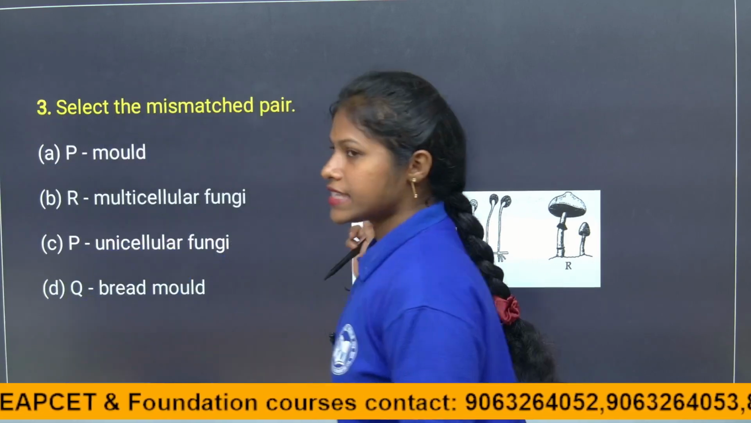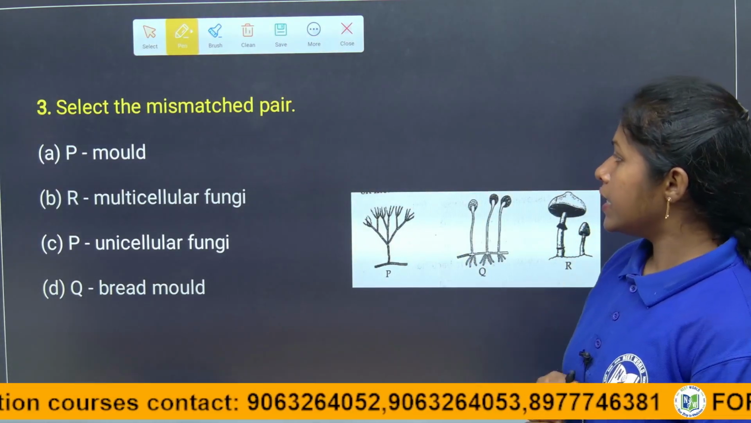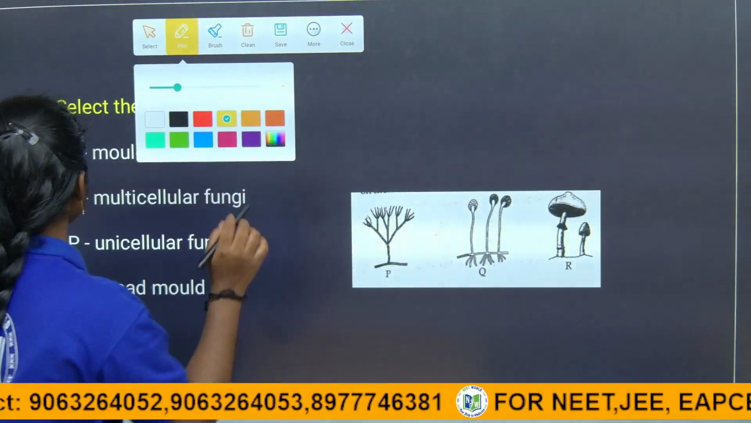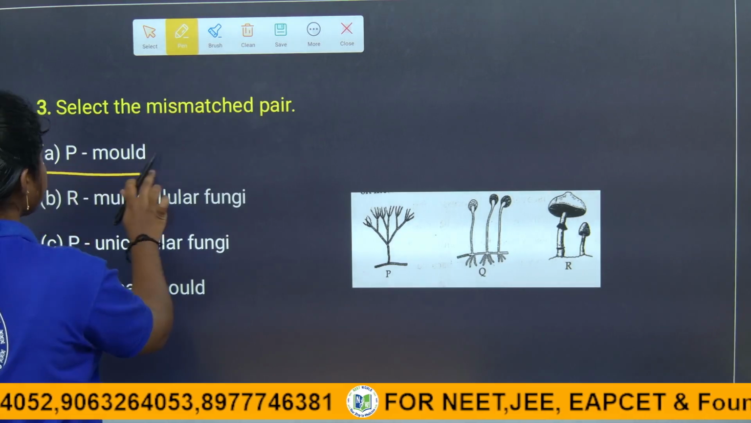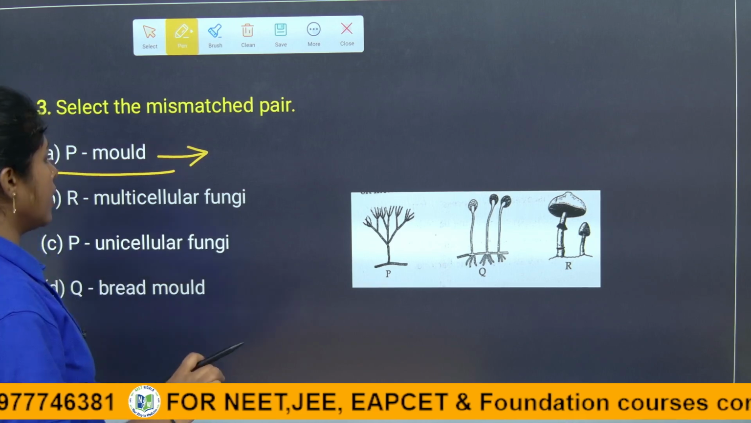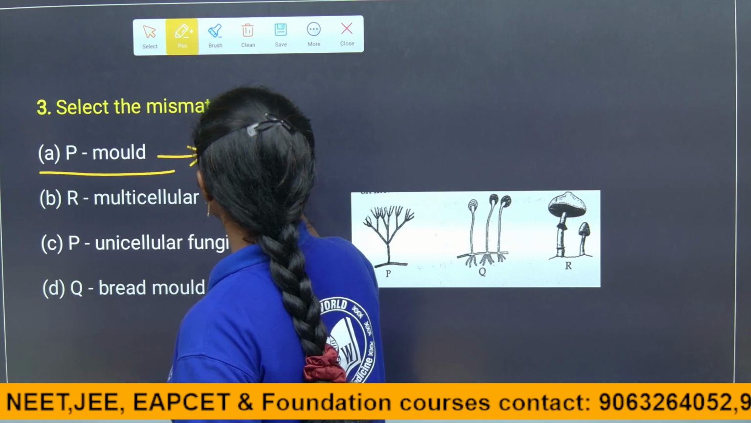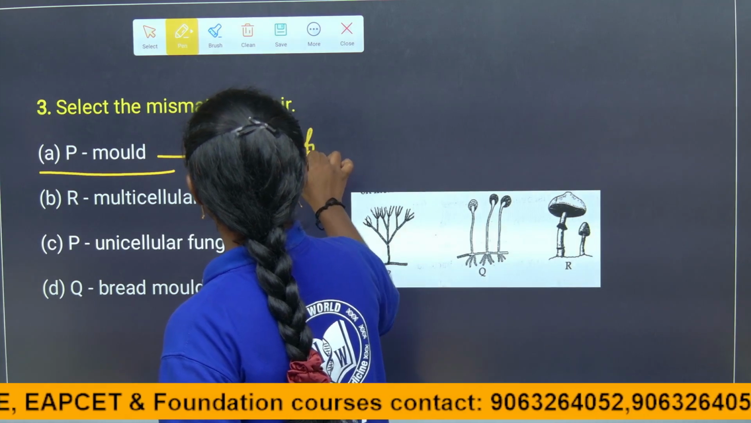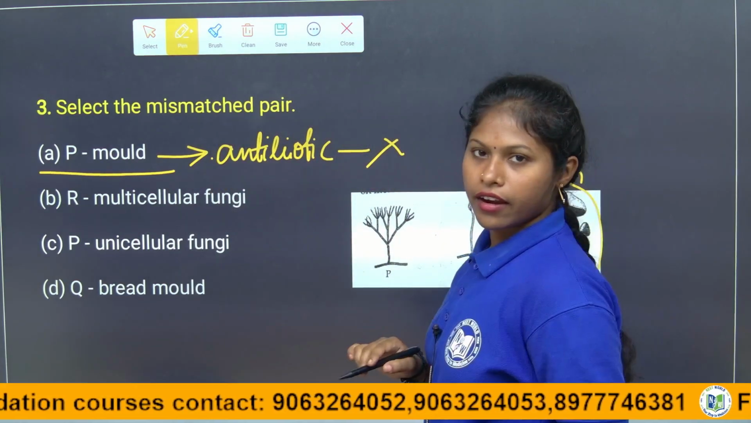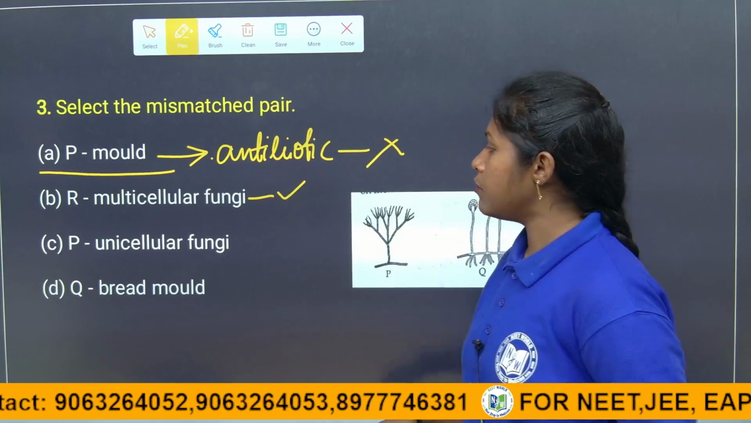Here P is the penicillium fungi, Q is the rhizopus, and R is the mushroom. They are saying mismatched pair. So here it is given, children, P is mold. Is P bread mold? No, it is not a bread mold. It is a penicillium, which is used to prepare the antibiotic. So here is the wrong statement. It is mismatched. R is multicellular fungi. Of course, R is multicellular fungi, right children? It is a mushroom. That is also a correct answer, and it is a matched pair.